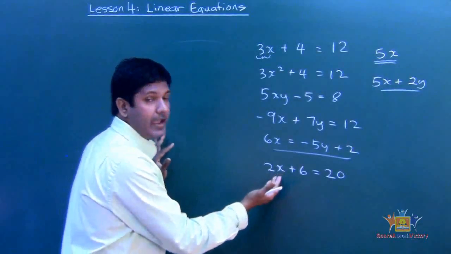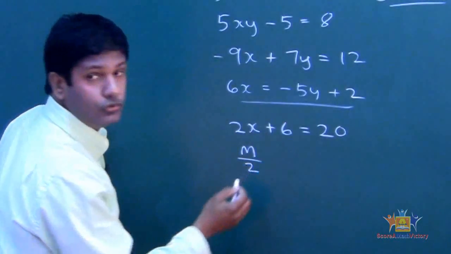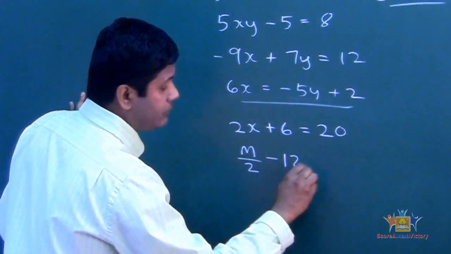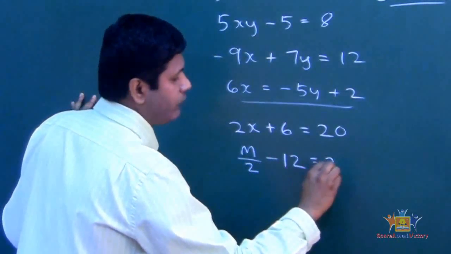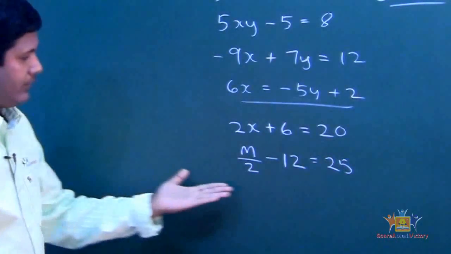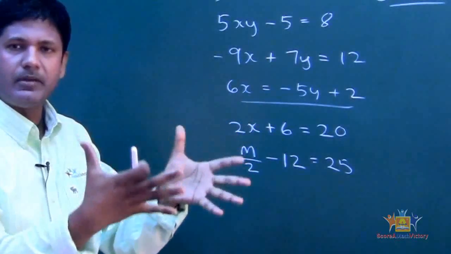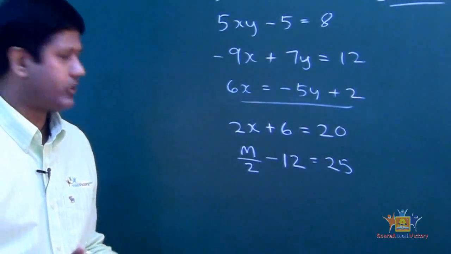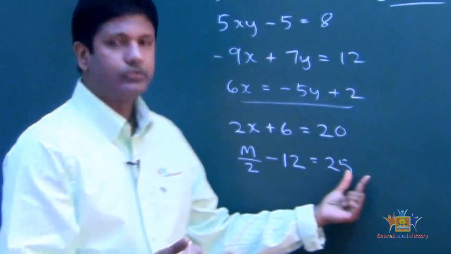Now it doesn't have to be x all the time. You can put an m. So I can say m divided by 2, and then I said what? Subtract that by 12 and equal to 25. Right there. See that? Just exactly translate the statement that I wrote into a linear algebraic equation. m over 2 minus 12 equals 25.